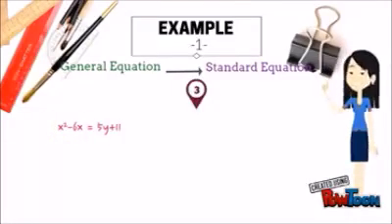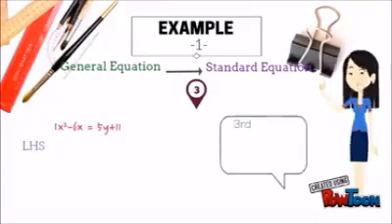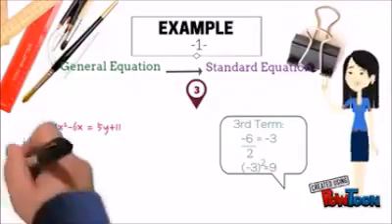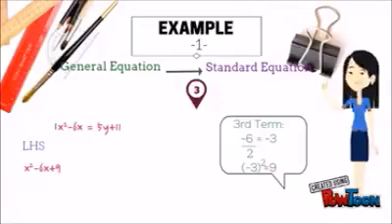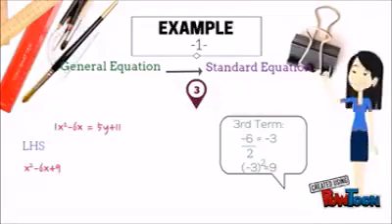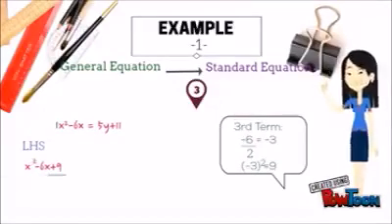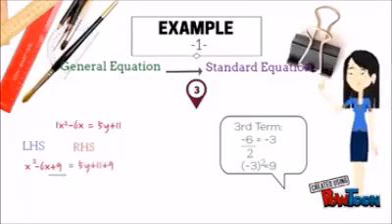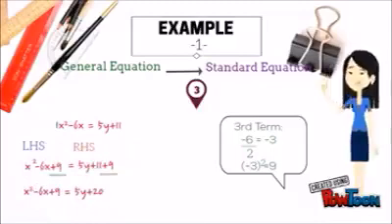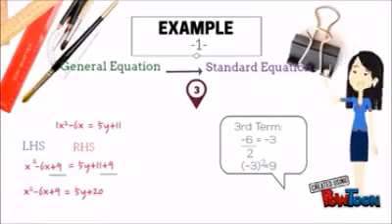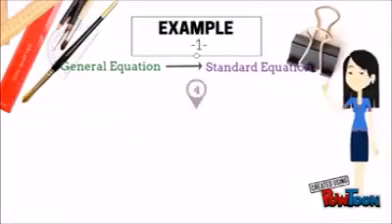Since we have already made the numerical coefficient of the highest degree equal to 1, we will now proceed to adding the third term of the left-hand side. The third term is the square of 1/2 the numerical coefficient of the second term. The left-hand side will now be x squared minus 6x plus 9. Since we added 9 on the left-hand side, we must also add 9 on the right-hand side. This is to keep the equation equal. Now we have x squared minus 6x plus 9 equals 5y plus 20.